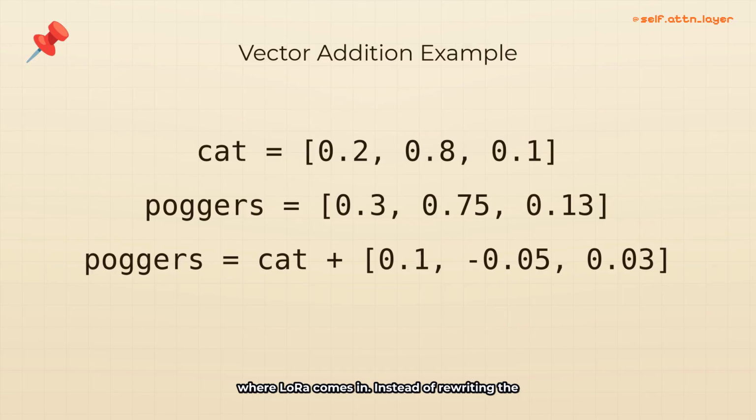Here's where LoRA comes in. Instead of rewriting the whole book, LoRA adds a tiny sticker on top. The sticker doesn't change the whole book, just the part about "poggers." So if "cat" is 0.2, 0.8, 0.1, LoRA adds a tiny rule: whenever the model sees "poggers," nudge the numbers by 0.1, minus 0.05, 0.03. That's it. Only 3 numbers change, not 7 billion.